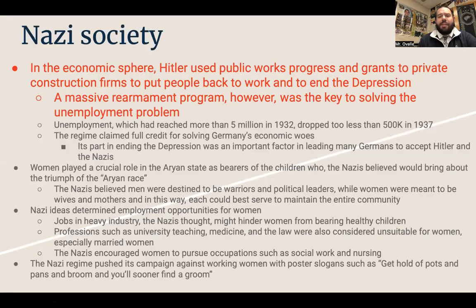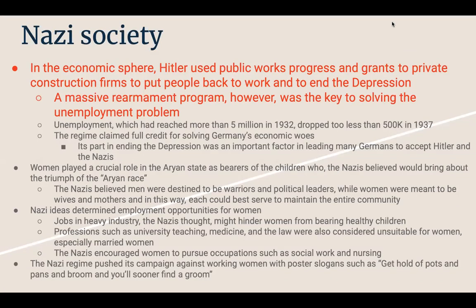All right, Nazi society. In the economic sphere, because of reparations and such, Hitler used public works programs and grants to private construction firms to put people back to work and to end the Depression. But the massive rearmament program was the key to solving the unemployment problem. Unemployment, which had reached more than 5 million in 1932, dropped to less than 500,000 by 1933. Remember, if you remember from lesson 1, America had 10 million unemployed in 1938. So there you go. The regime claimed full credit for solving Germany's economic woes. Its part in ending the Depression was an important factor in leading many Germans to accept Hitler and the Nazis. Hey, they were able to do it, so I will support them. Why not? That's what Germans would have done, and Austrians too.